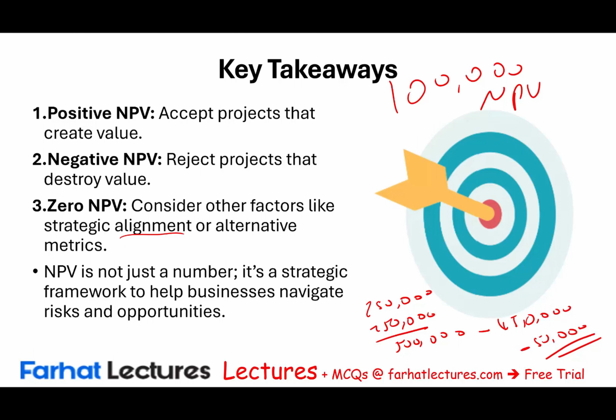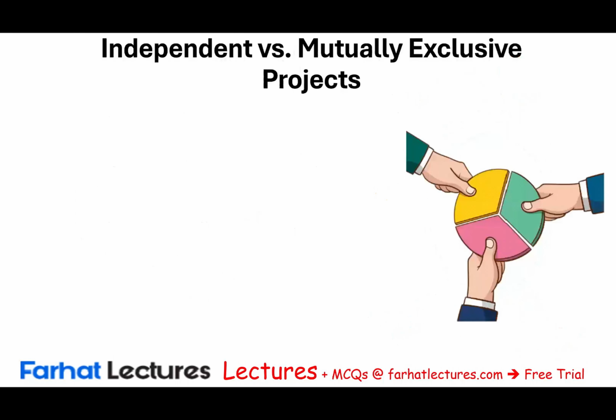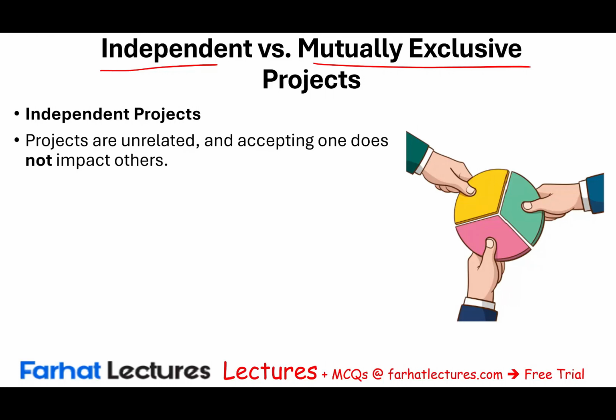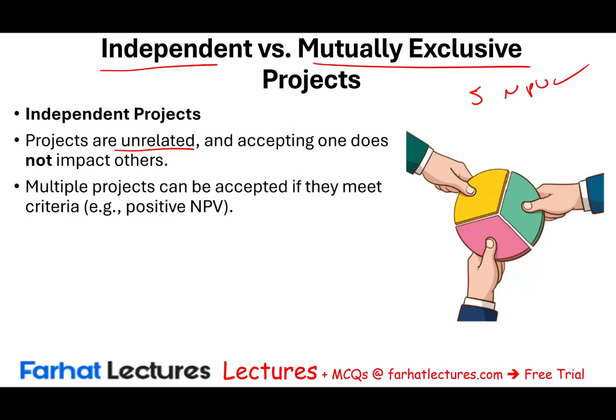Now, this is good. How about if you have more than one NPV, more than one project? What do you have to do? Well, you have to determine whether the projects are independent or mutually exclusive. What is independent? What's mutually exclusive? Independent means the projects are unrelated and accepting one does not impact the other. So if you have 5 positive NPV projects and they're all independent, you have enough money to finance them, you go with all 5. So multiple projects can be accepted if they meet the criteria, which is positive NPV.